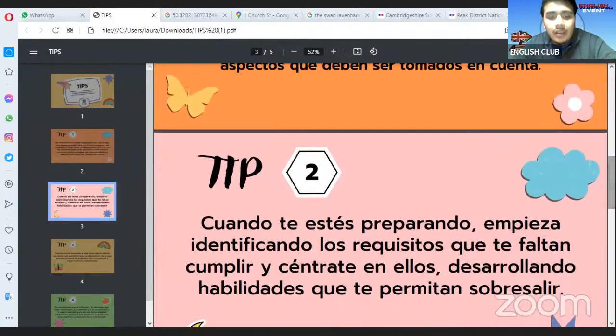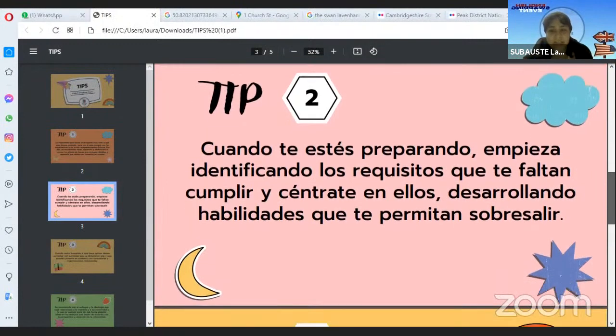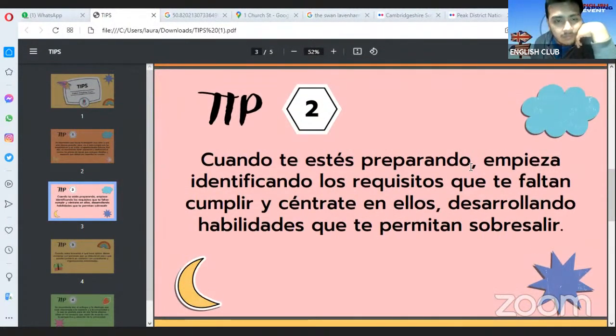Nuestro segundo tip es, cuando te estés preparando para postular a esta beca, empieza identificando cuáles son los requisitos que te faltan cumplir. Y enfócate en ellos para que puedas alcanzarlos y desarrollar esas habilidades que te van a permitir sobresalir y tener más cerca aquella beca, o puesto de trabajo también, al que estés postulando.